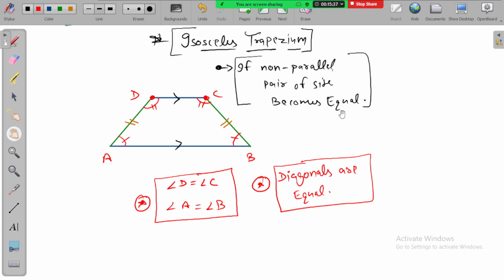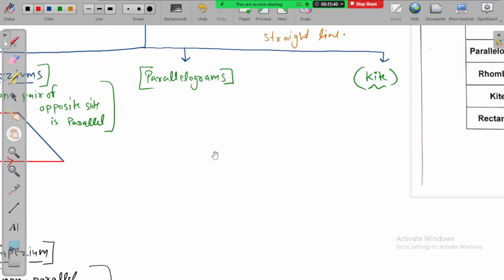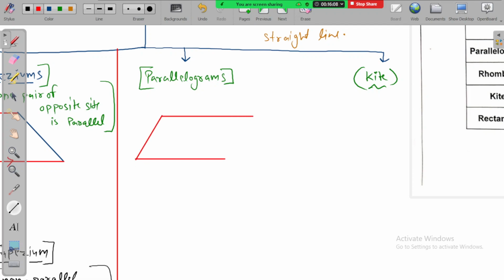Okay, good. Now the next thing we will move towards is parallelograms. So what are parallelograms? What will you say? It has two pairs of parallel lines. The opposite pairs of sides are parallel and equal as well. So if I draw a diagram for you, first of all, it looks like a rectangle, you can say. Just the corner angles are not 90.